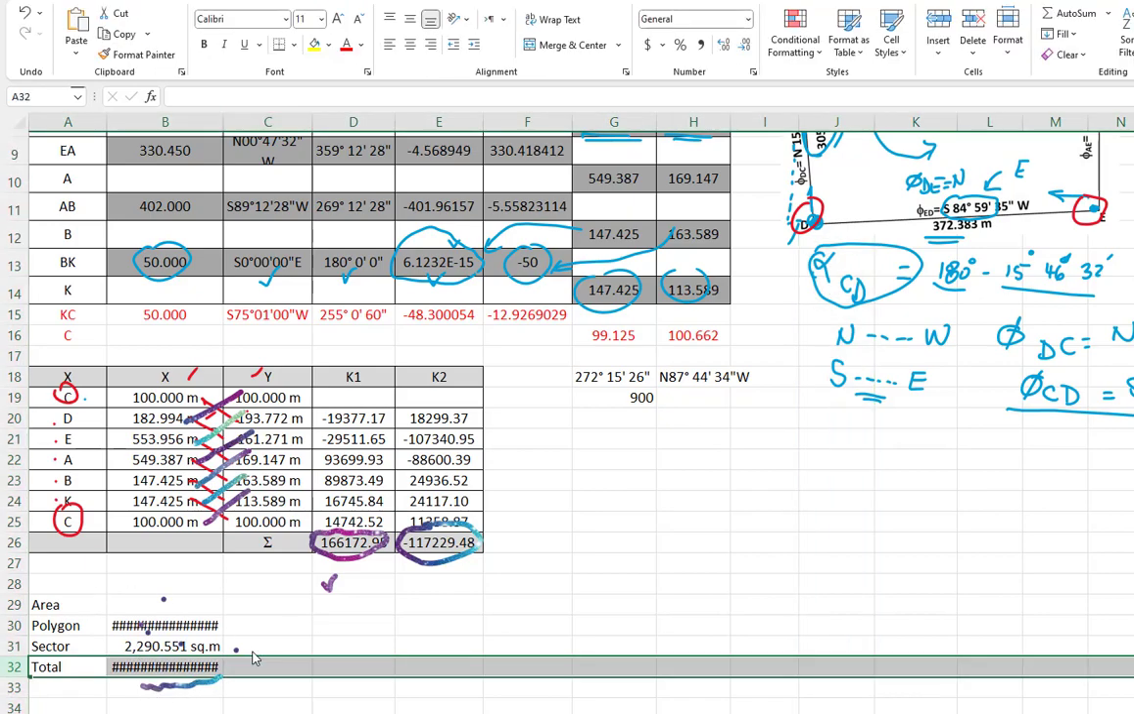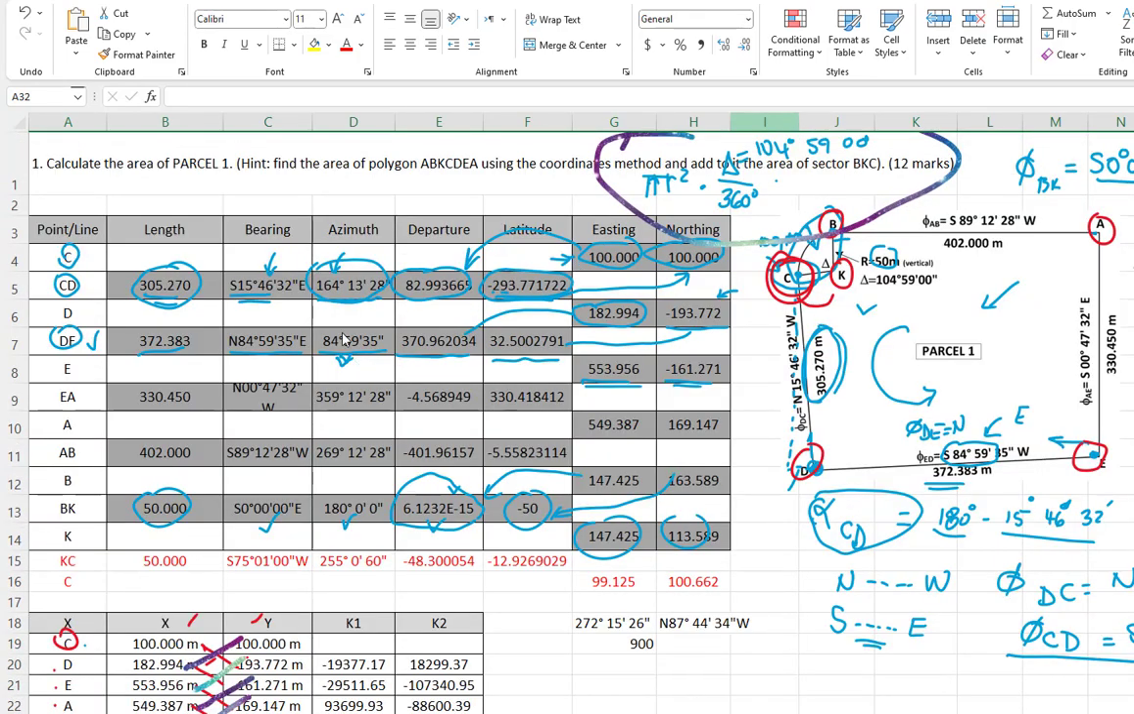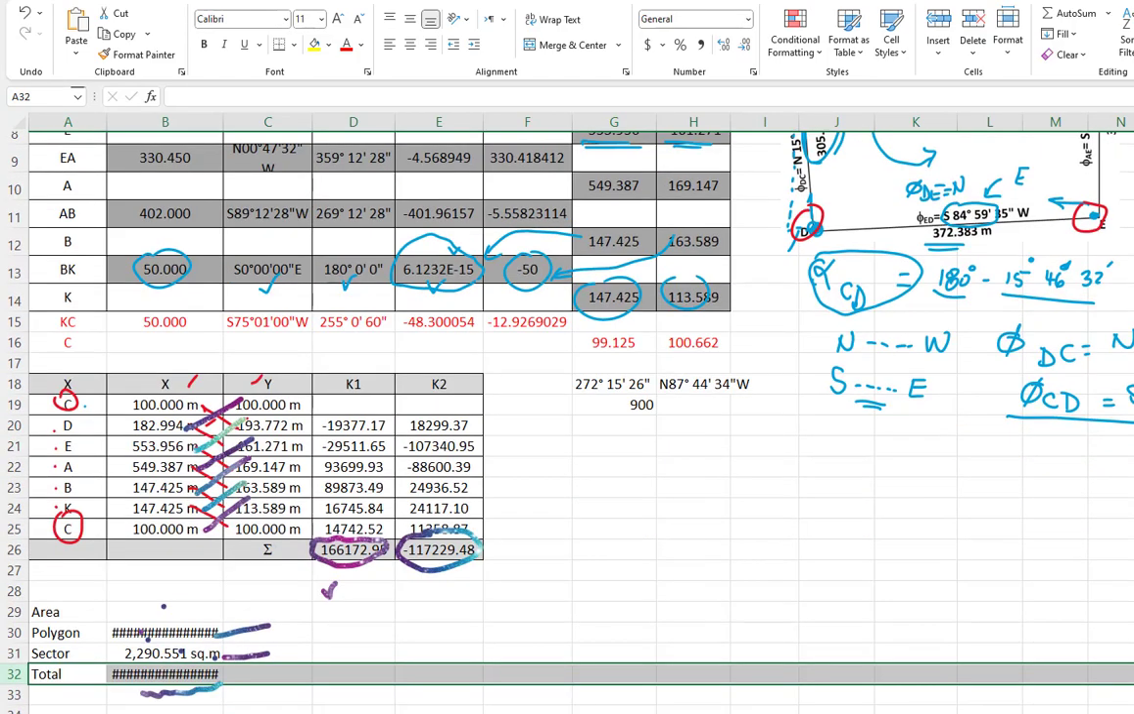I do the number K2 minus K1, and the result you divide by 2, and this is the polygon area. The sector size, as we saw here, this is the sector. We add them together, and this is the total area, and that's it.